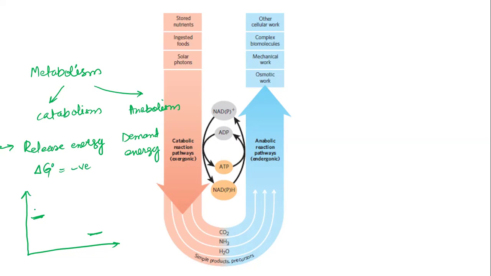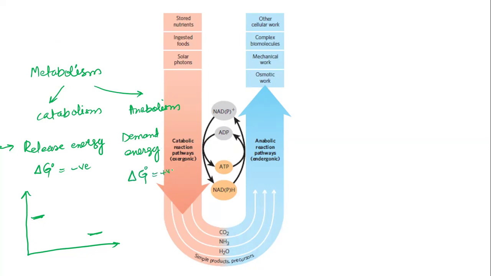Examples of such reactions include hydrolysis of proteins, where proteins are complex and when they are converted into amino acids, the constituent products are simpler. And this reaction will proceed with release of delta G, release of free energy. Similarly, conversion of glucose to carbon dioxide and water always proceeds with release of energy, which is then used for the formation of ATP. On the other hand, the anabolic reactions always demand energy.